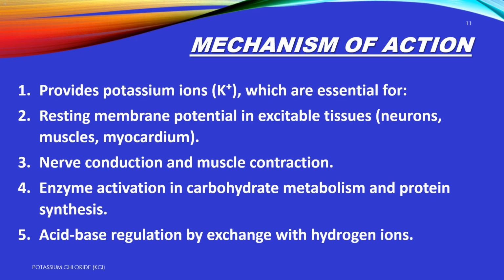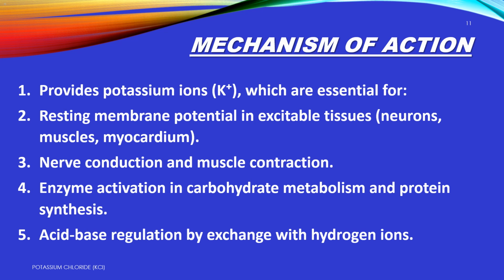3. Nerve conduction and muscle contraction. Potassium ions play a crucial role in transmitting nerve impulses and regulating muscle contractions, ensuring proper communication between nerves and muscles. 4. Enzyme activation in carbohydrate metabolism and protein synthesis. Potassium ions are necessary for the proper functioning of certain enzymes involved in energy production and protein synthesis.